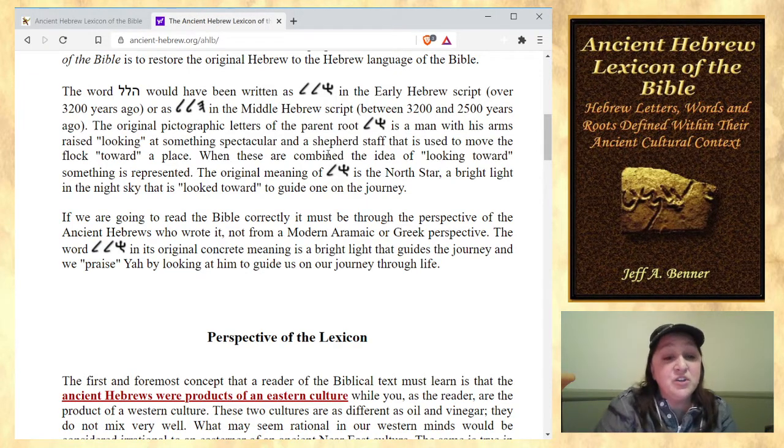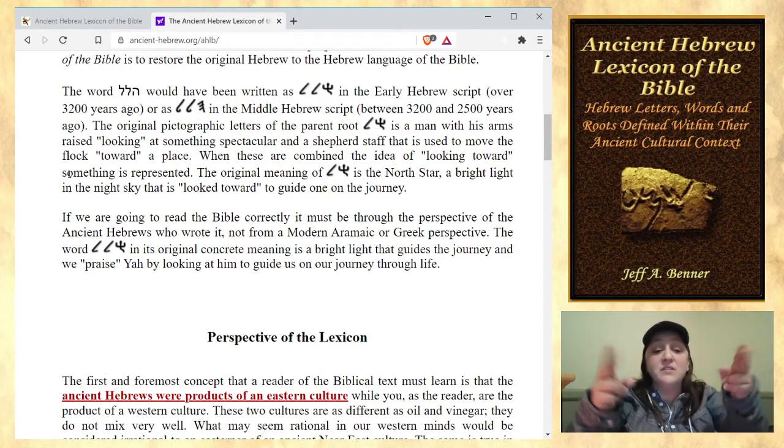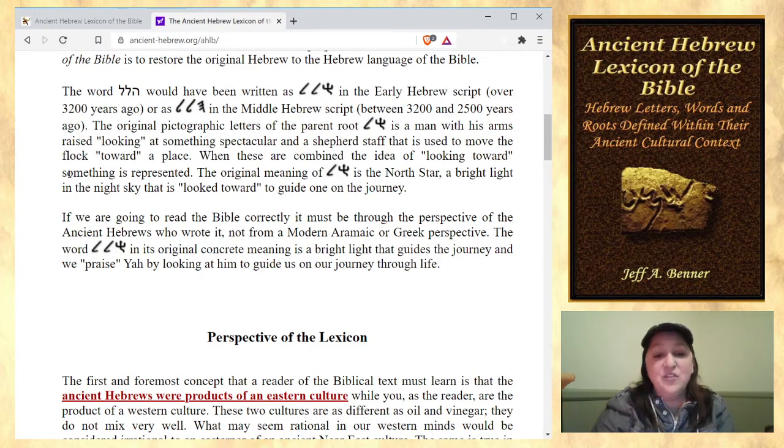The original pictographic letters of the parent root, right here, is a man with his arms raised, looking at something spectacular, and a shepherd's staff that is used to move the flock toward a place. When these are combined, the idea of looking toward something is represented. The original meaning of this root here is the North Star, a bright light in the night sky that is looked toward to guide one on the journey.